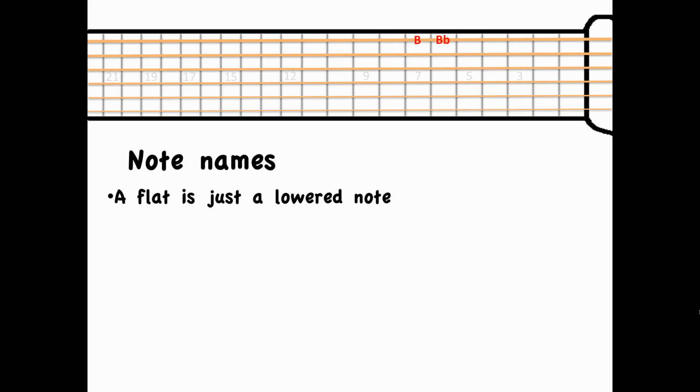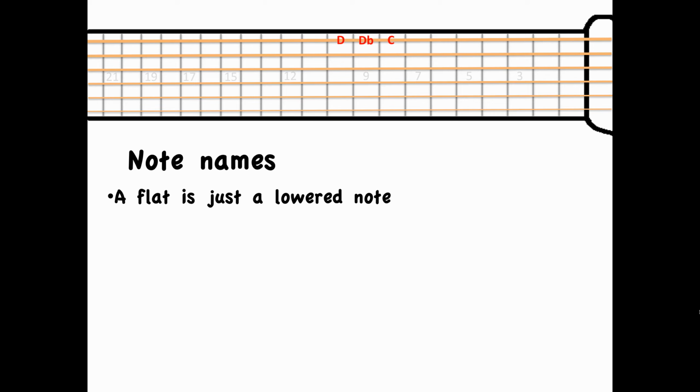If I know that this note is an E, then I know that the note below it on the fretboard, or a lowered E, is just called an E flat. If I know that this note is a D, I know that a lowered D, or the note below it on the fretboard, is a D flat. Now, using our last couple lessons, if I know that this note right here is a C, the note above it is a C sharp.